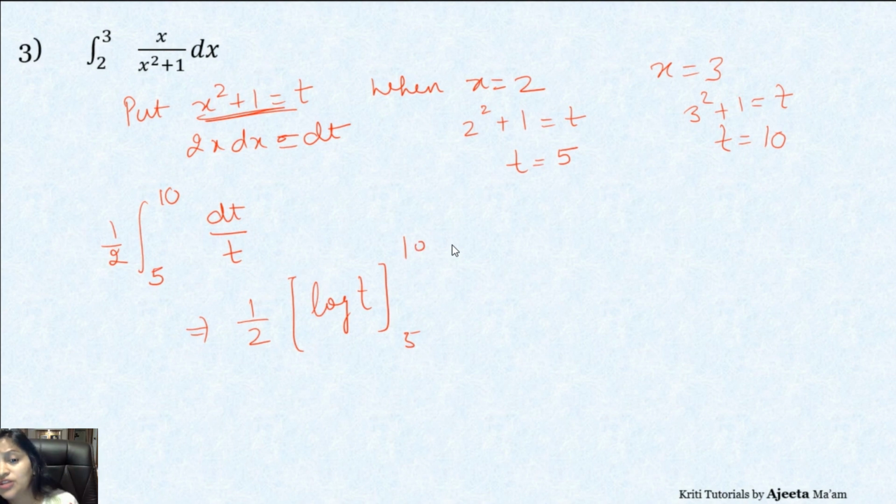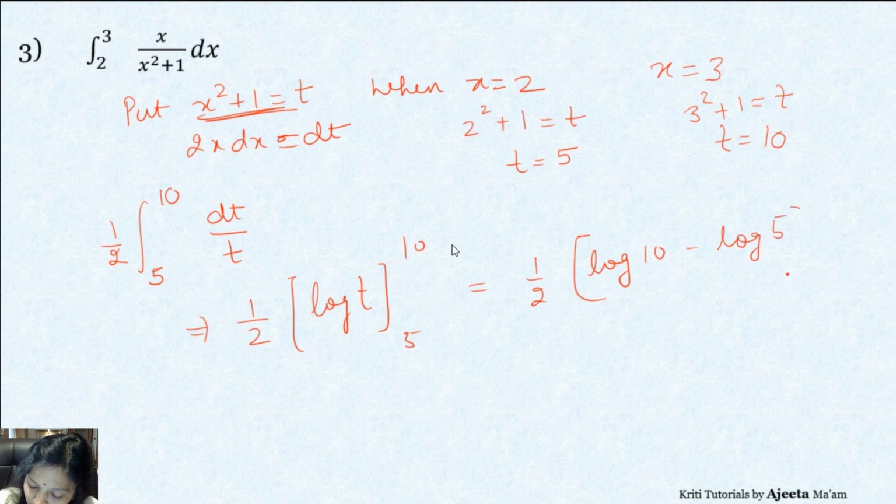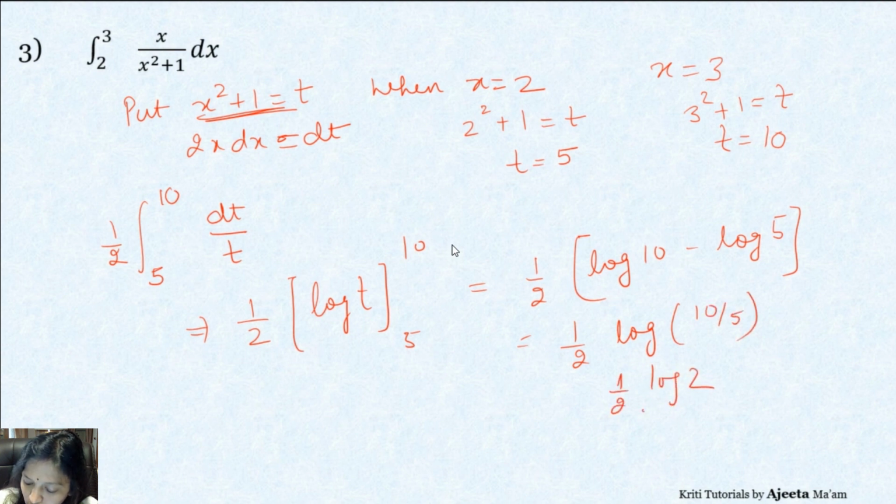I need not do the resubstitution to convert to x, because now these limits are for t. So what will you get as the answer? 1 upon t, log 10 minus log 5, right? So what will you get? 1 upon 10. We did it in the previous question also. We use the property of log. So 1 by 2 log 2. This is your answer for the question.